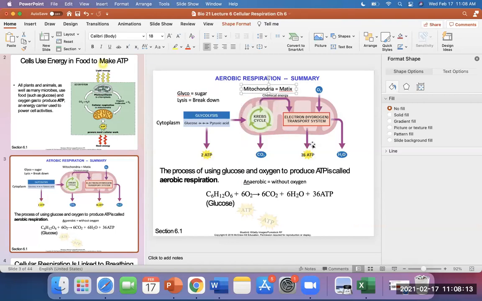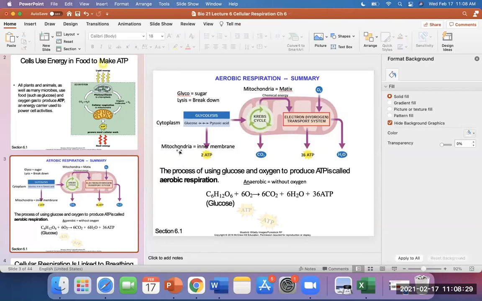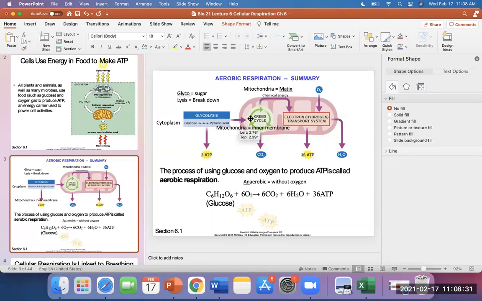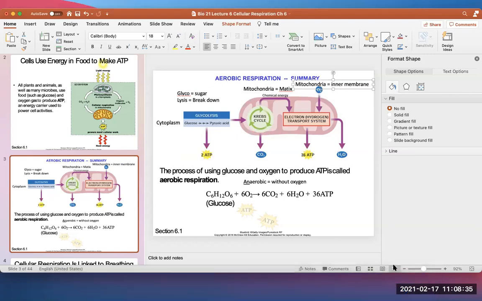And then we have the electron transport chain. That's also happening inside the mitochondria, but it happens in the inner membrane. And I will show you what that is as well. So that happens in the inner membrane. That's the location for these 3 processes.